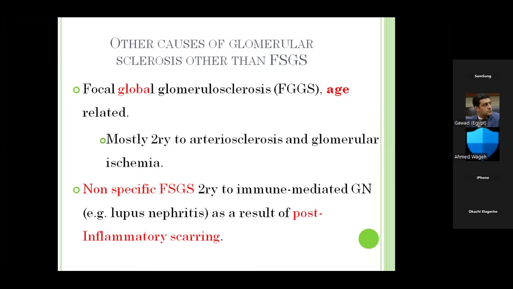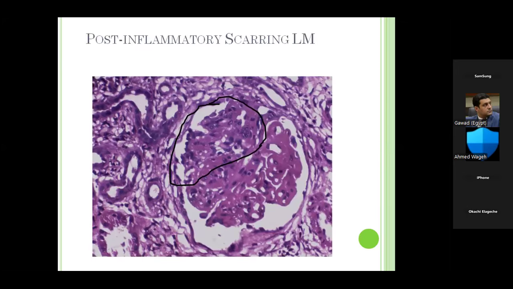Okay, other causes of glomerulosclerosis other than focal segmental, as we have said: focal global and not segmental glomerulosclerosis could be related to age or secondary to arterial or vascular insults, and non-specific focal segmental scarring secondary to immune-mediated GN could occur in post-inflammatory conditions.